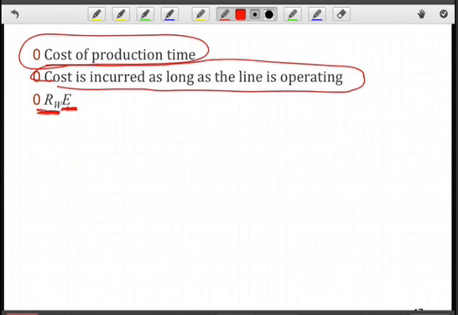So R sub W is the rate at which we're paying one operator. Of course, if you have multiple operators, we would have to multiply that by that number, times the length of time that the line is operating. So that's a very simple estimate of the base rate.